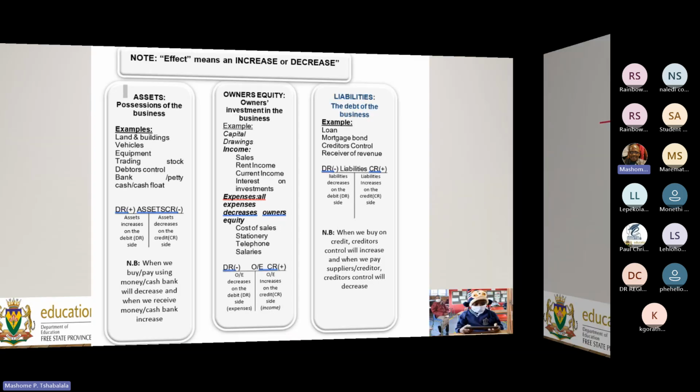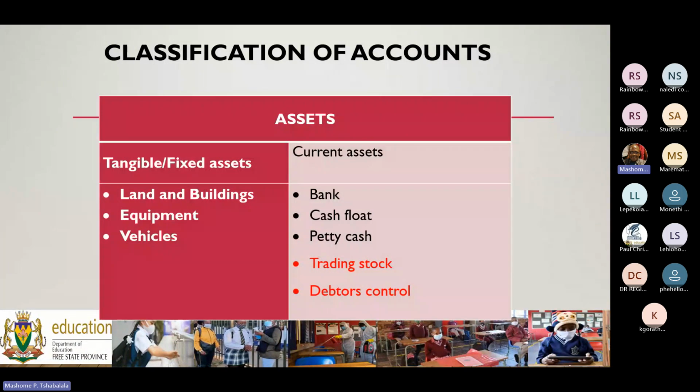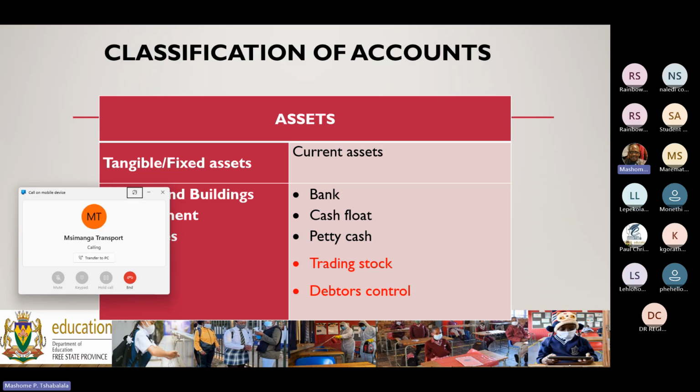Moving on to remind you about the assets of the business, we have the trading stock, land and building, equipment, and vehicle. All those are the assets of the business. They can be recorded under the cash payment journal.